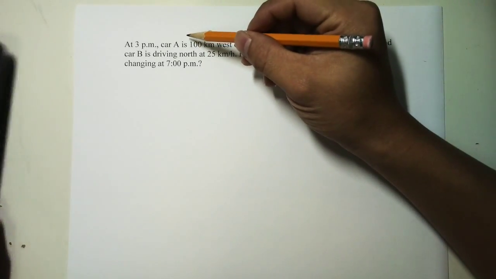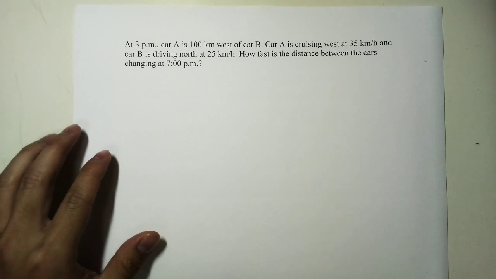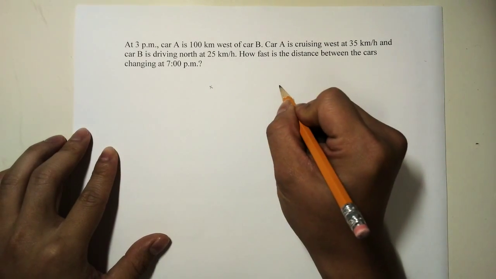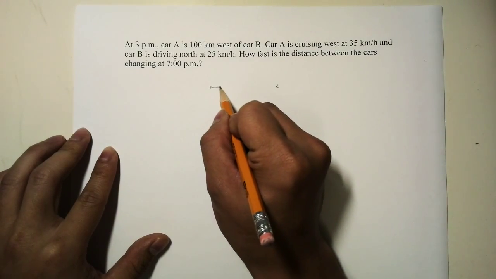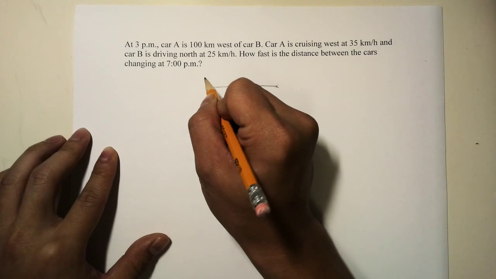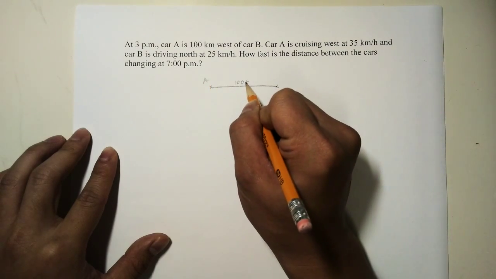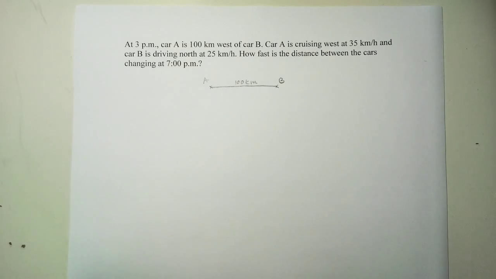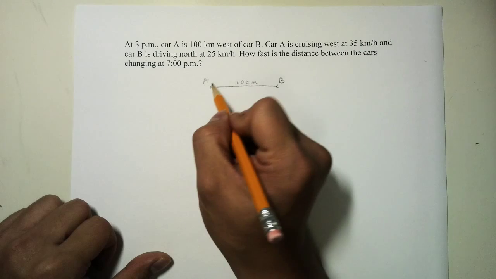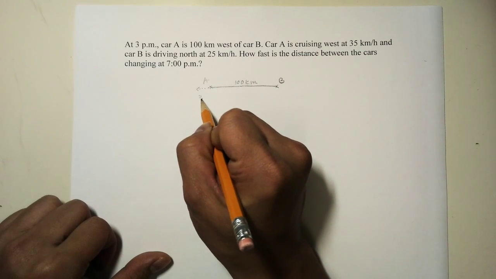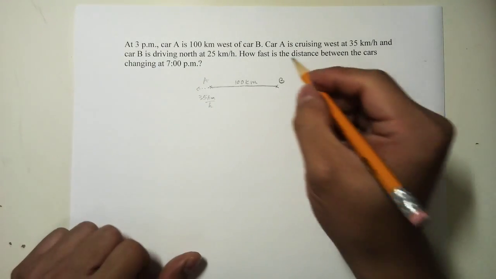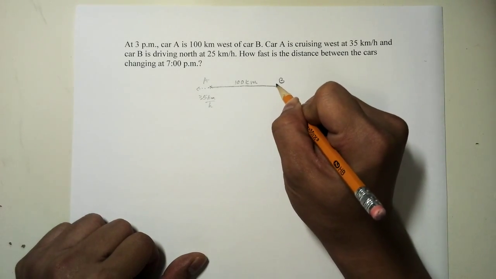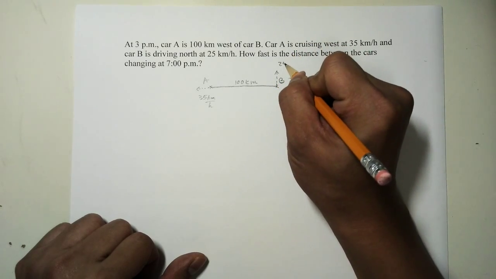So we have two cars, car A and car B, and they are separated away from each other. So we have car A and car B. Okay, so let's go ahead and draw a line right here. So car A, it's 100 kilometers away from car B. Okay, and car A is cruising west for 35 miles per hour. And car B, it's going up north for 25 kilometers per hour.